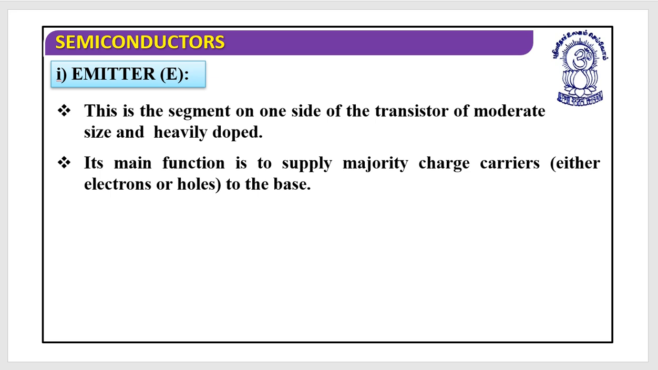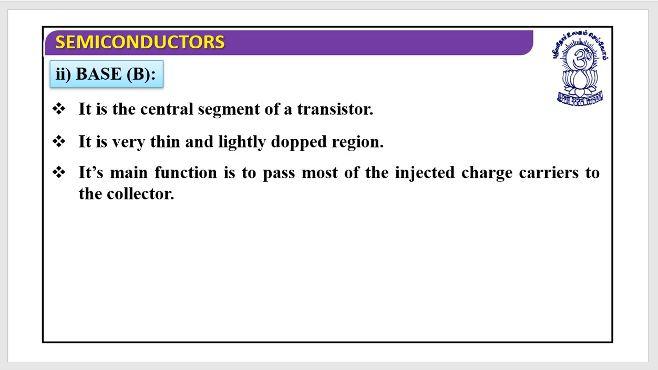When we say emitter, this is the segment on one side of the transistor of moderate size, and it is heavily doped. Its main function is to supply majority charge carriers, either electrons or holes, to the base. The next is the base, the central segment of a transistor. It is a very thin and lightly doped region, and the main function of the base is to pass most of the injected charge carriers to the collector.